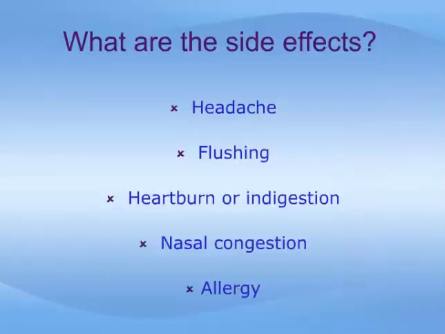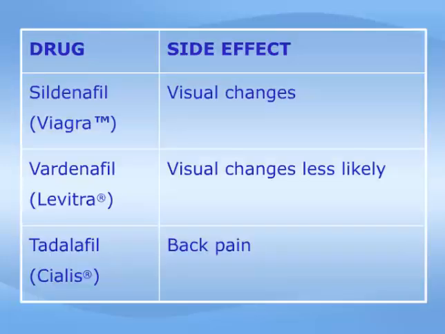The most common side effects of PDE5 inhibitors are headache, flushing, heartburn or indigestion, and nasal congestion. Allergic reactions such as skin rash are uncommon. These medications can cause visual changes, and you should not operate a motor vehicle if you experience these effects until they subside. Levitra is the least likely to cause these changes. Cialis can uncommonly cause flu-like symptoms, back pain, or muscle aches.